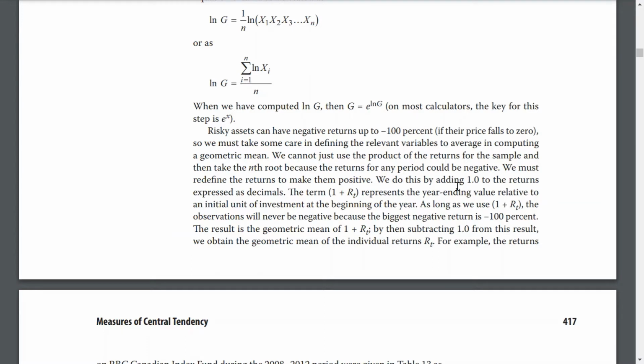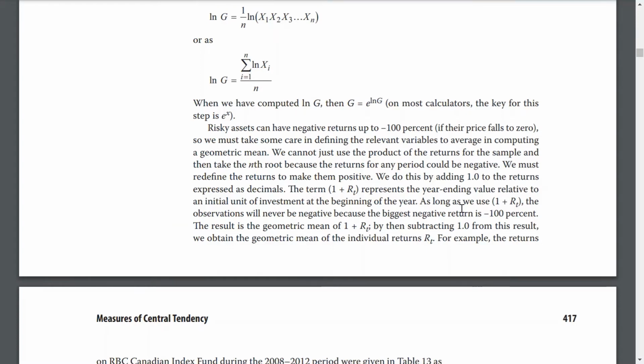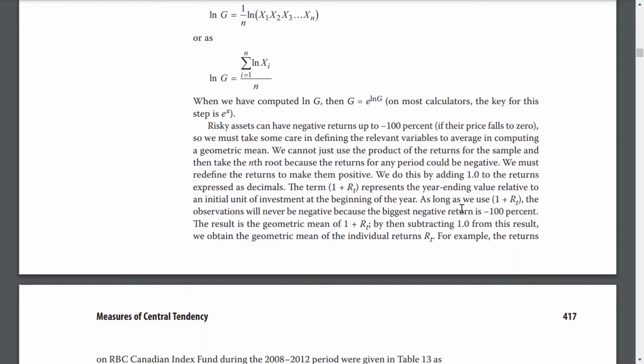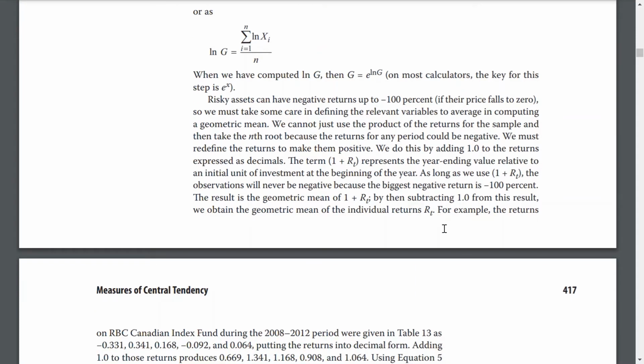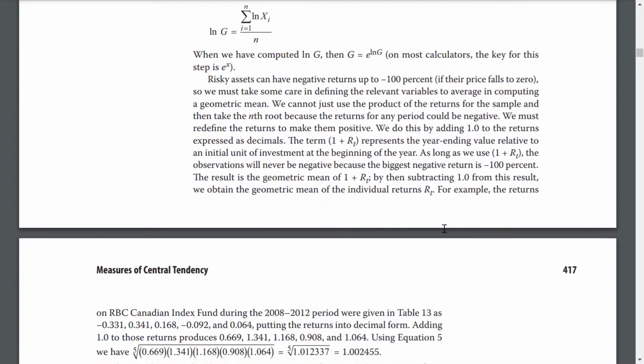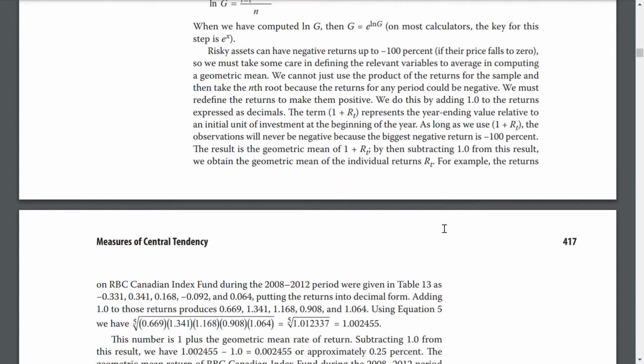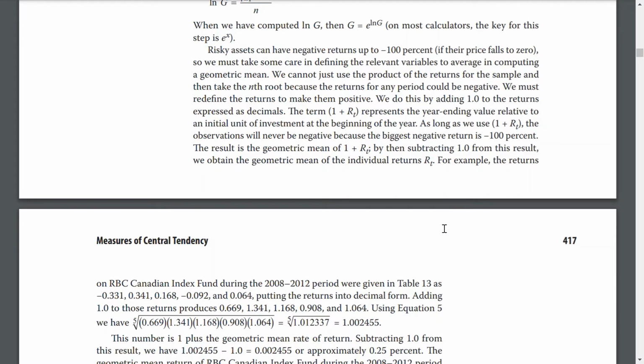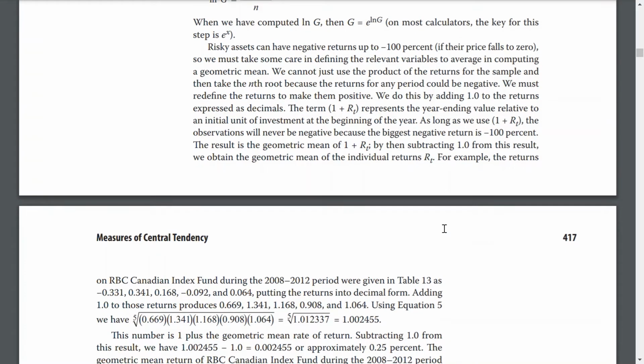We do this by adding 1 to the return expressed as a decimal. The term 1 plus r sub t represents the year-end value relative to the initial unit of investment at the beginning of the year. As long as we use 1 plus r sub t, the observation will never be negative, because the biggest negative return is negative 100%, right? You can't lose more than 100% of your portfolio. The result is a geometric mean of 1 plus r sub t. Then by subtracting 1 from the result, we obtain the geometric mean of the individual r sub t.